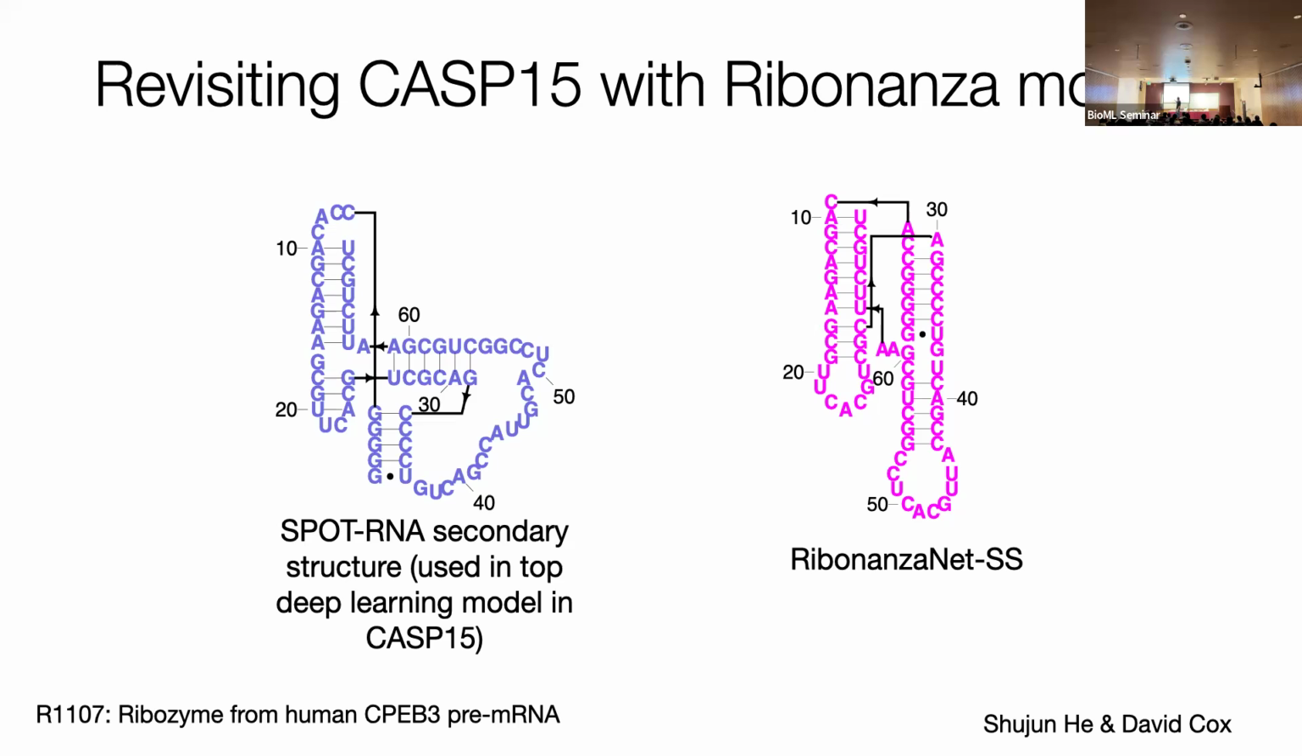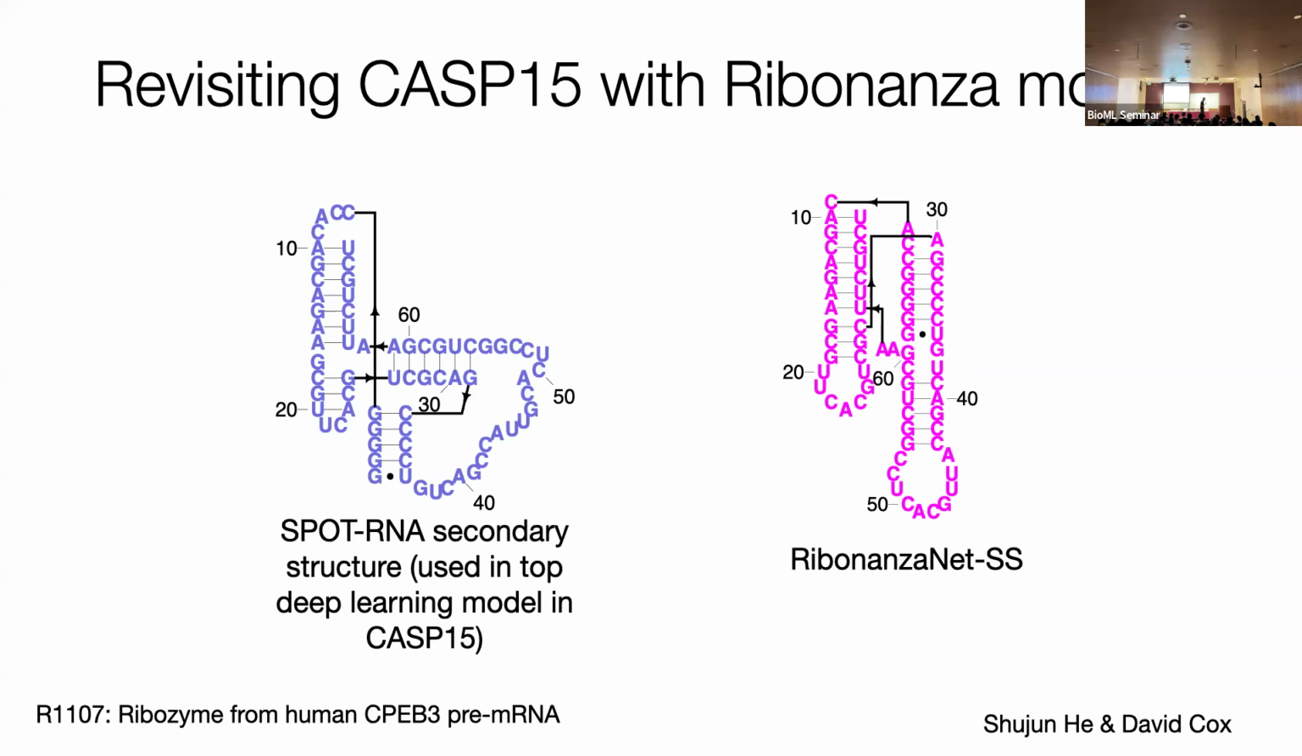And they use algorithms like SPOT-RNA, another deep learning algorithm. I'm showing you here the prediction of SPOT-RNA for one of these CASP targets. It doesn't matter what it is, but it's a ribozyme. It's actually a ribozyme in your bodies that processes an mRNA. This is what you get from SPOT-RNA. This is what you get from Ribonanza fine-tuned for secondary structure. They're quite different, yeah. This one happens to be more accurate.